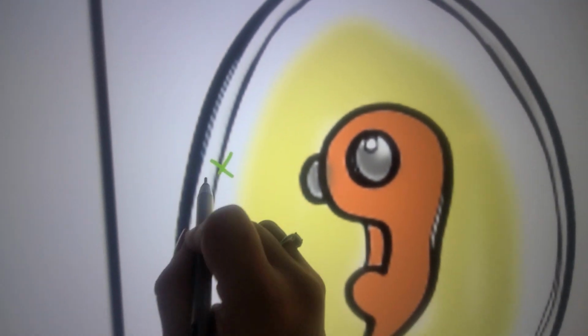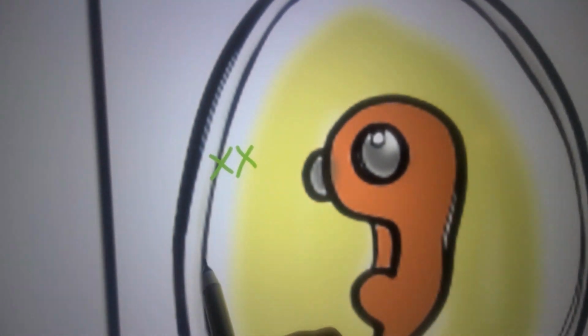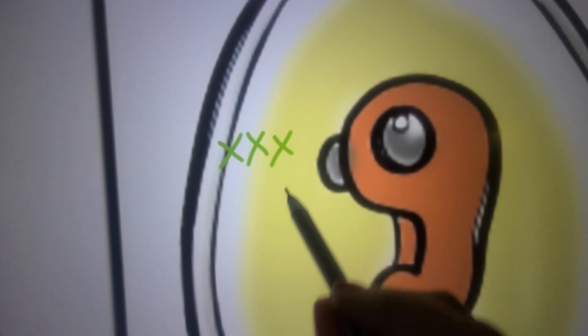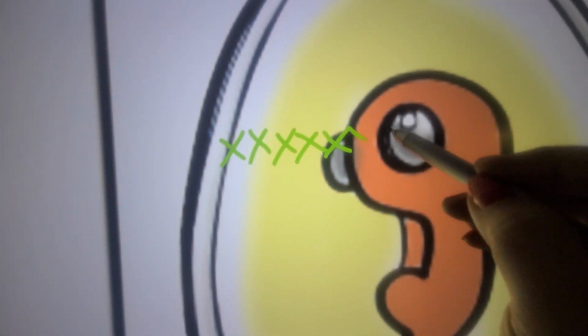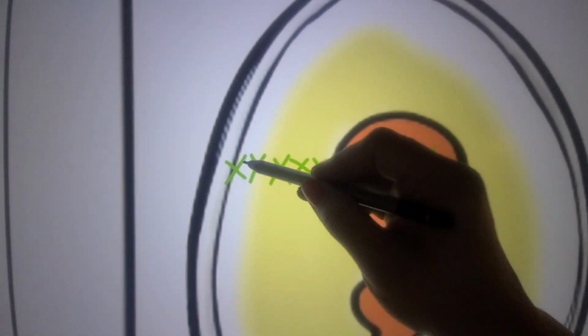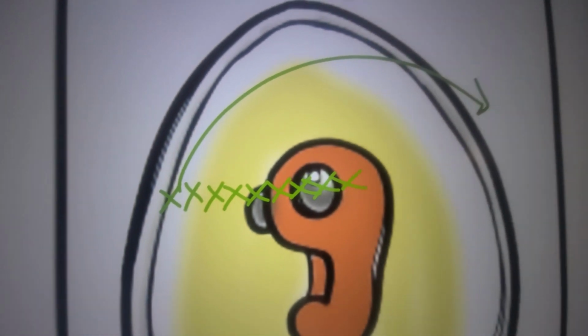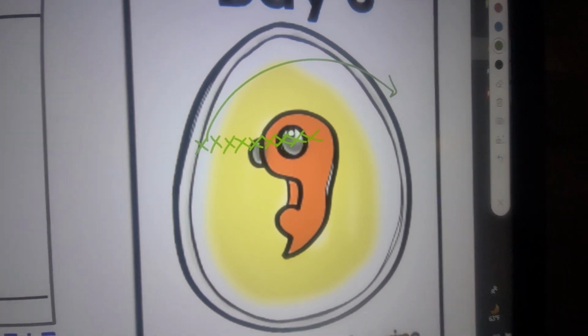So he will crack there, and then he'll crack there, and then he'll crack there, and he'll sort of unzip himself, pipping and zipping. He will unzip himself so this whole egg can crack open. So that's how he gets out.